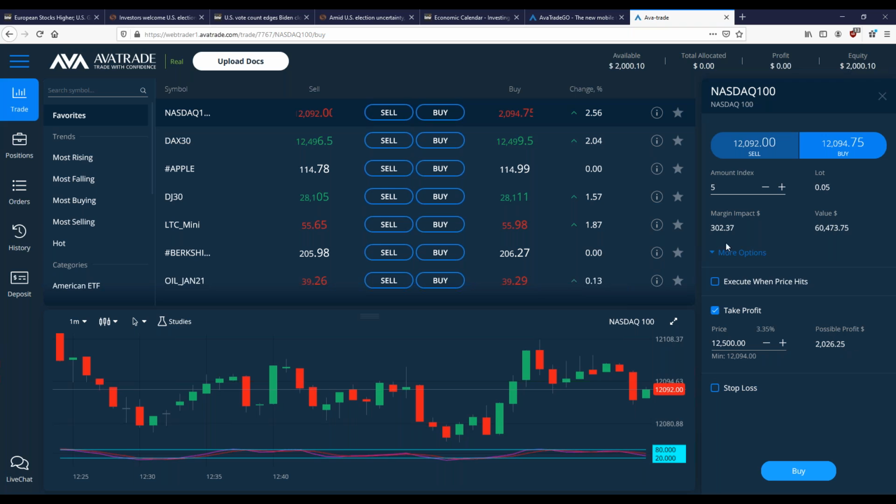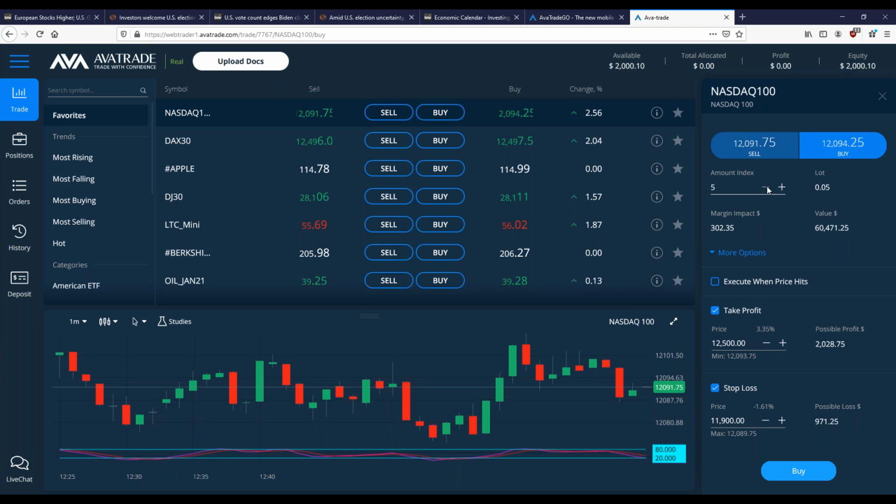You see it's moving because the price is moving. It's adjusting immediately the estimate of what you'd make at that take profit price. Your stop loss, same thing. You program your stop loss price here. Maybe you say 11,900 would be my stop loss price. I'm risking 975. Maybe you say, I like the possible profit, but I didn't want to risk that much. So maybe you lower the trade size, and now I'm only risking 570 something. Maybe that is acceptable to you.